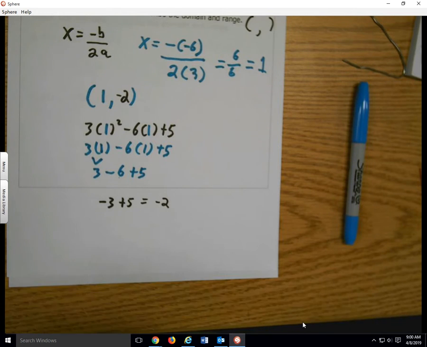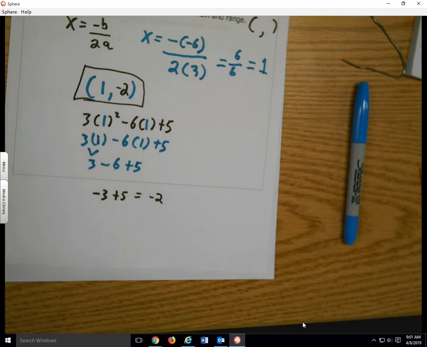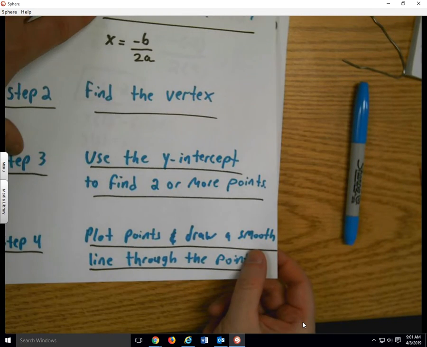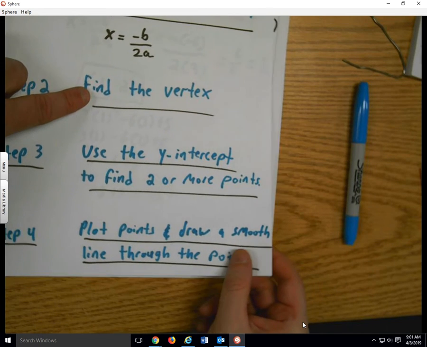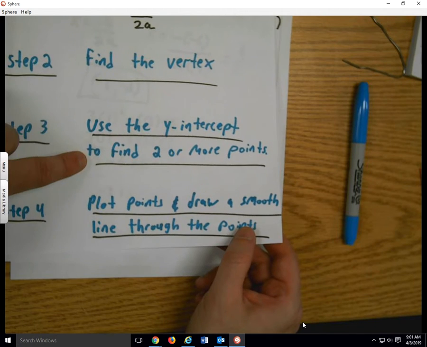Now this may look familiar. It's because those are the first same steps that we use when we're graphing a parabola. We found the axis of symmetry. We found the vertex. Now let's use the y-intercept to find 2 or more points.